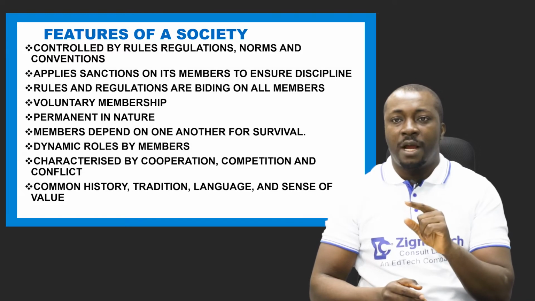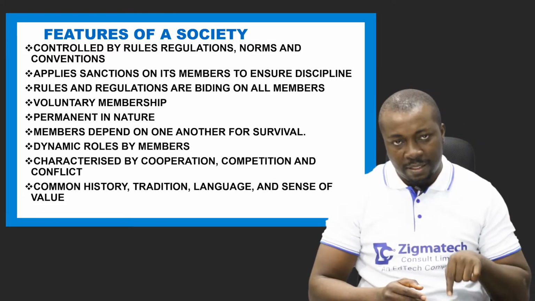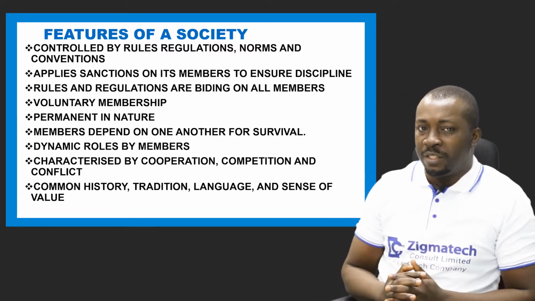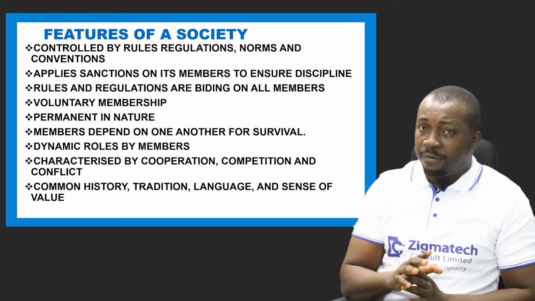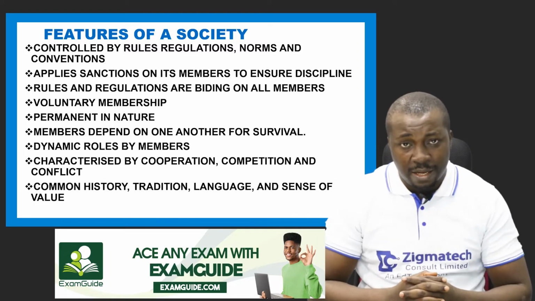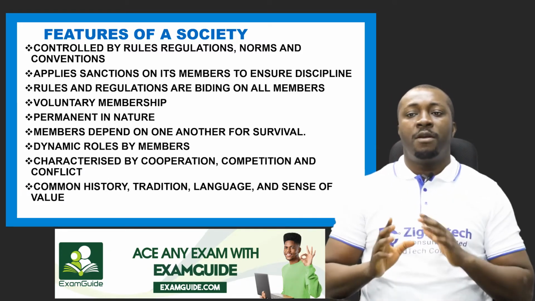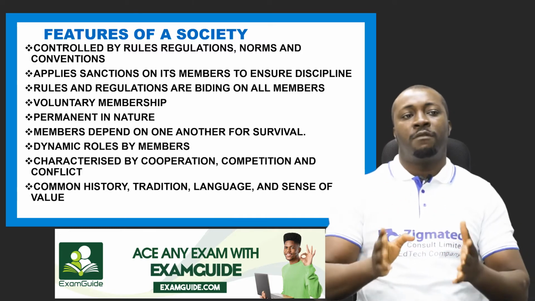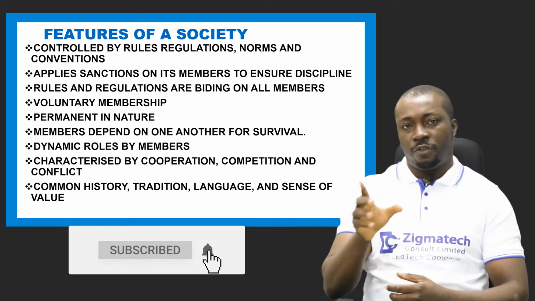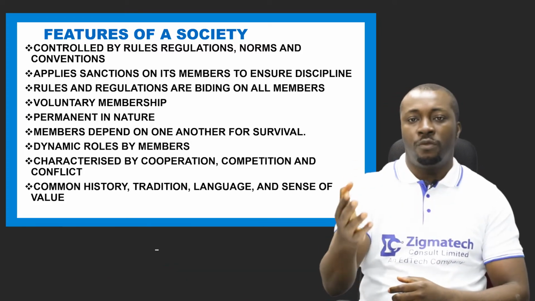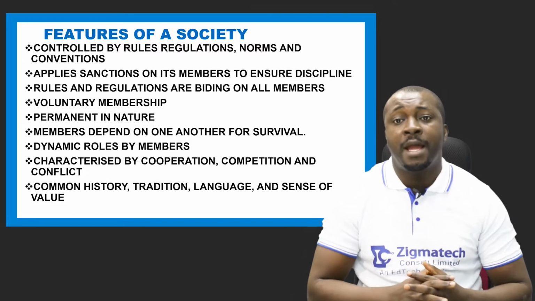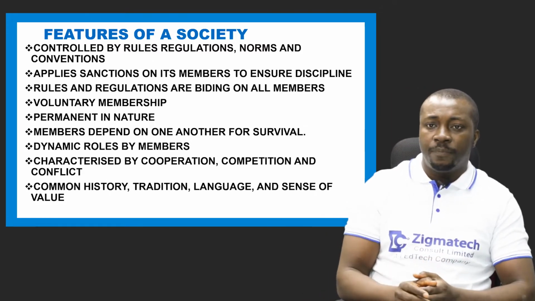Every society has rules and regulations that are binding on all members. Also, there is voluntary membership in societies. Then, society is permanent in nature. It does not change. It's always there. Then, members depend on one another in the society for survival, especially in communities. Now, there are dynamic roles played by members. Every member has roles in the society, and these roles can change from time to time. The roles are performed by every member of a society.